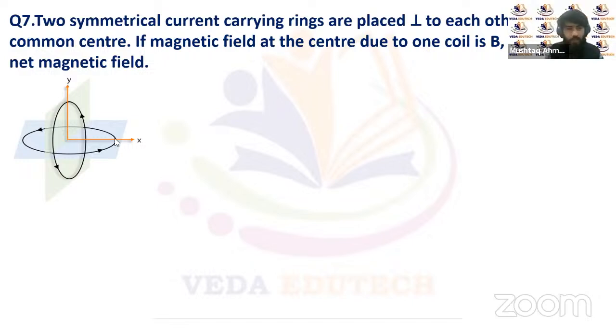Now you can see here there are two circular coils which are placed perpendicular to each other. It means that the planes of the two coils are perpendicular to each other. They are symmetrical, it means that the same current is flowing through them, having the same radius. So the magnetic field, because of this wire, which is in the YZ plane, and there is another coil which is in the XZ plane. Because of this wire, the magnetic field will be along this direction. It is in the YZ plane, so the direction of this magnetic field will be along the X direction.